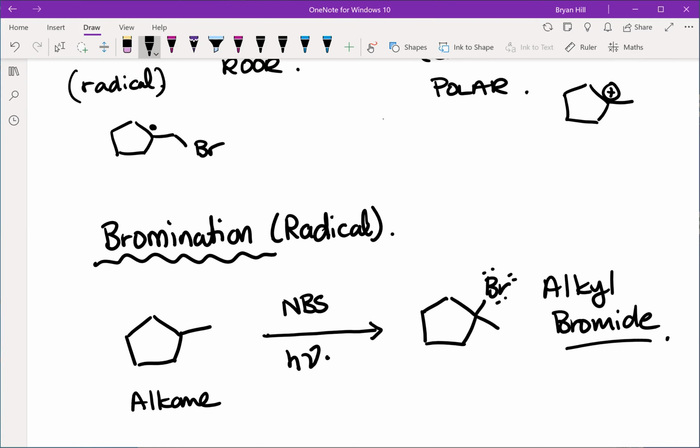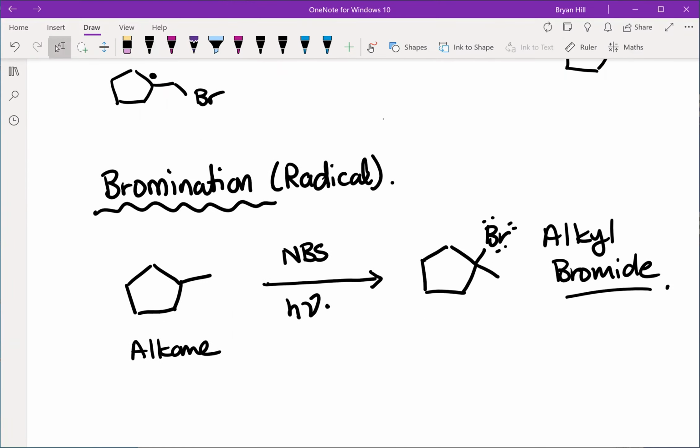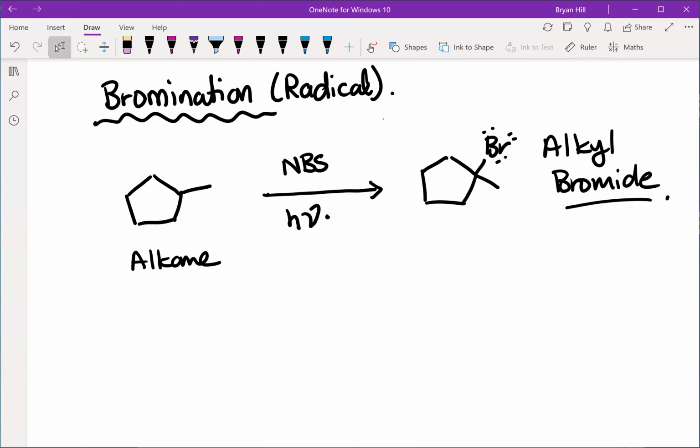So if you think about it, there's a whole bunch of different possible products we could form here. How many different constitutional isomers are there?